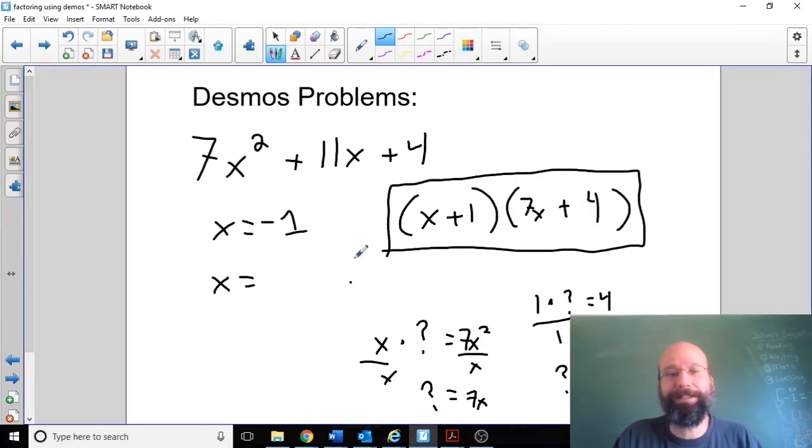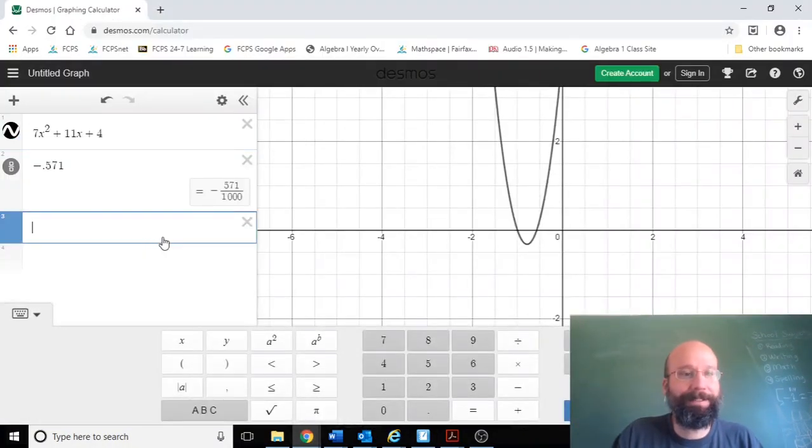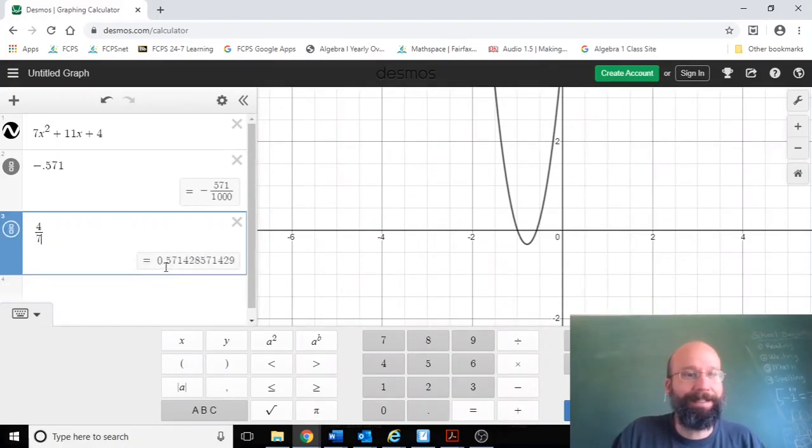If we know that this should have been 4 over 7, because the bottom number goes in front of the x and the top number is here, we can go back to Desmos and type 4 divided by 7 and see if we get that decimal. And it does look like we do, so that's what Desmos should have given us if Desmos was simpler.